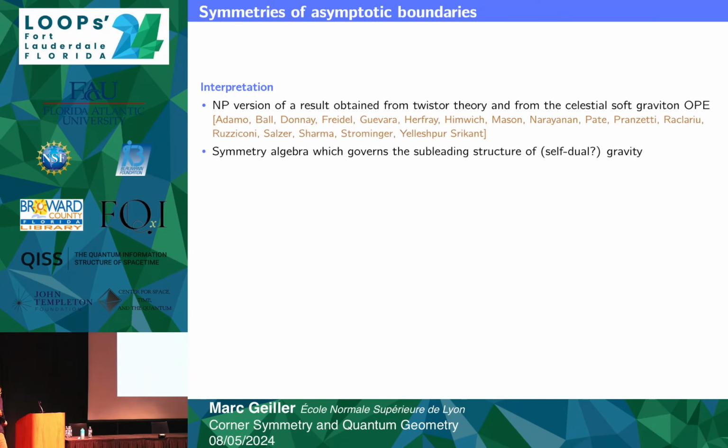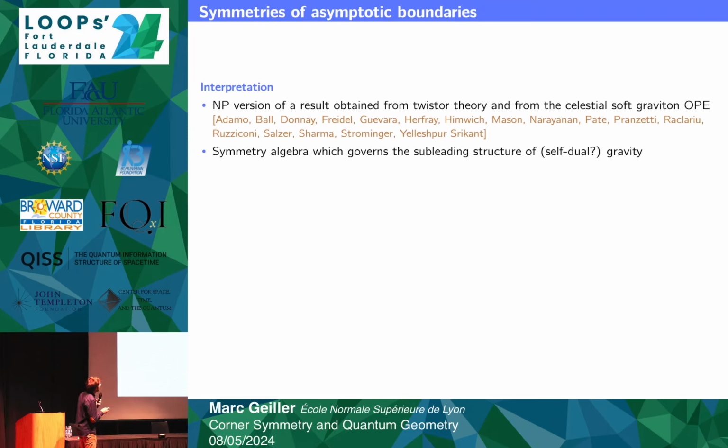In fact, this algebra has appeared before in the literature. It has appeared actually in work on twistor theory and also in celestial holography from complicated celestial soft graviton OPEs. So what I have shown here is a rederivation of this algebraic structure just using the more familiar language of the Einstein equations written in Newman-Penrose language. And so this is really the symmetry algebra which seems to govern the subleading structure of gravity.